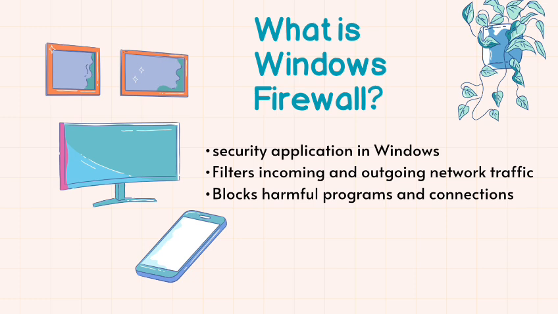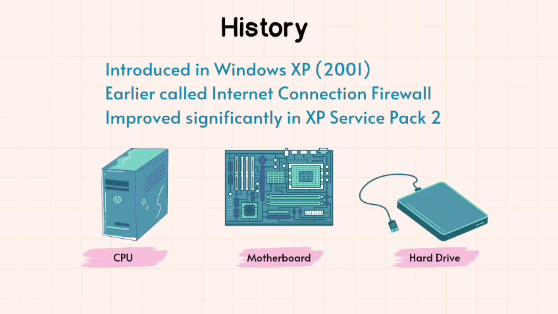Windows Firewall was first introduced in Windows XP. Earlier, it was called the Internet Connection Firewall, but it was very basic and had many issues. With Windows XP Service Pack 2, Microsoft renamed it to Windows Firewall and improved its security features. Since then, every Windows version has made it more reliable and powerful.